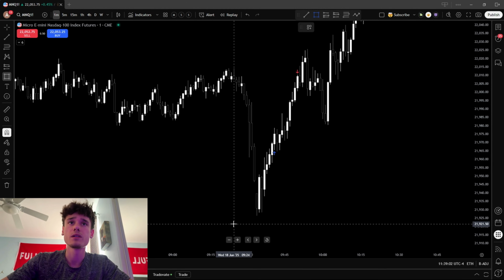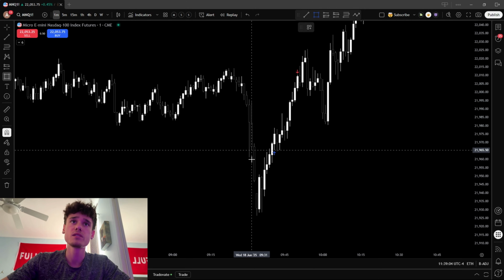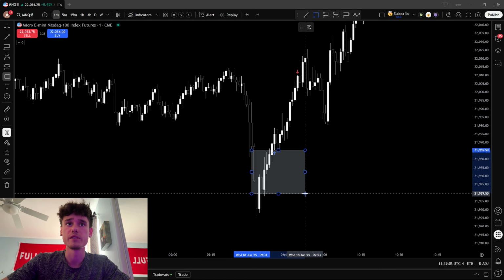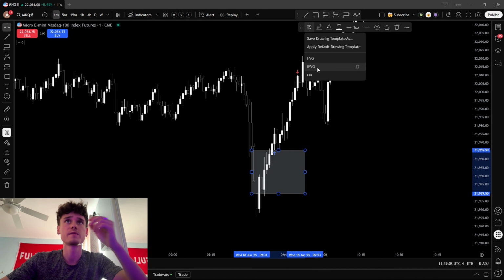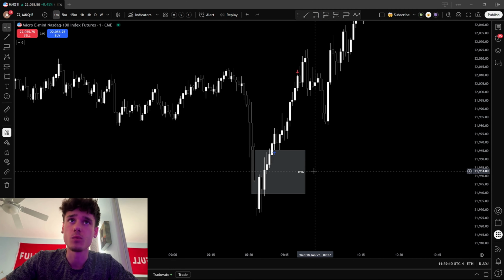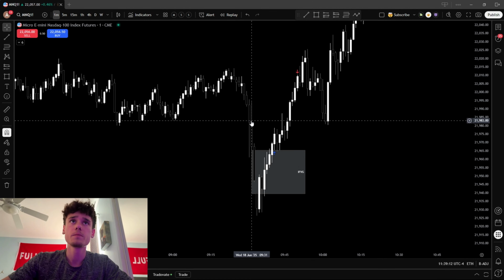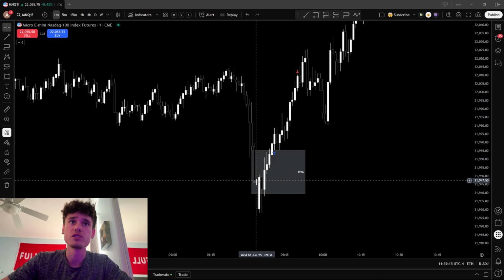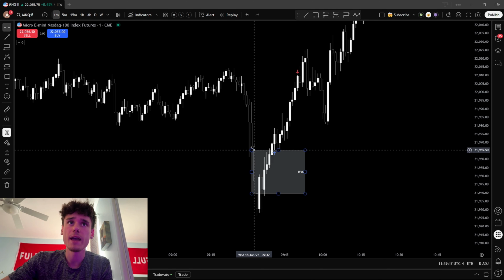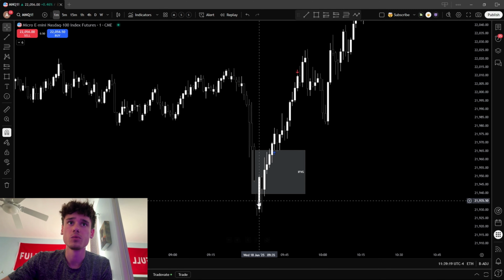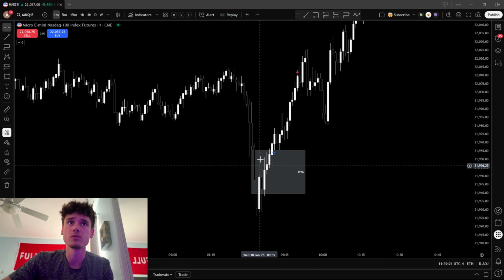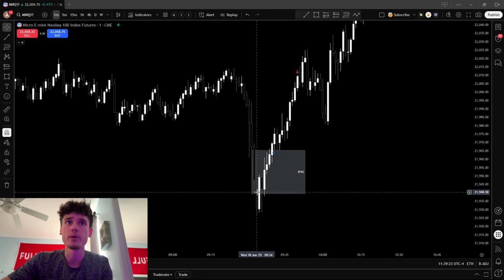An example right here, I actually took this trade today. Obviously, there's more conviction than just the inversion fair value gap, but for the purpose of this video, I'm going to explain the reason why I entered the trade. Right here, we see that we have these three candles. The wick ended right here on this candle, and the wick ended right here on this candle, which gave us a gap right in the middle.